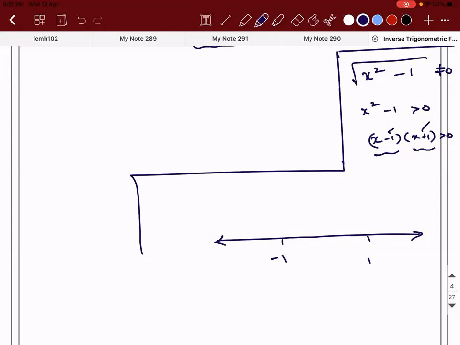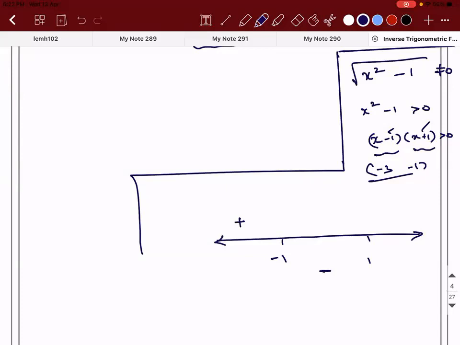What are you getting? You take any value on left, minus 2. So you'll get a positive value because minus 2 minus 1 is minus 3, minus 2 plus 1 is minus 1. So minus into minus is always a positive. So in this region, whatever value of x you substitute gives a positive number. Between minus 1 to 1, substitute any number. You take 0 for the time being. 0 minus 1 is minus 1, 0 plus 1 is plus 1. So minus 1 into plus 1 is negative. In the same sense, any value between minus 1 to 1 will always give you negative.